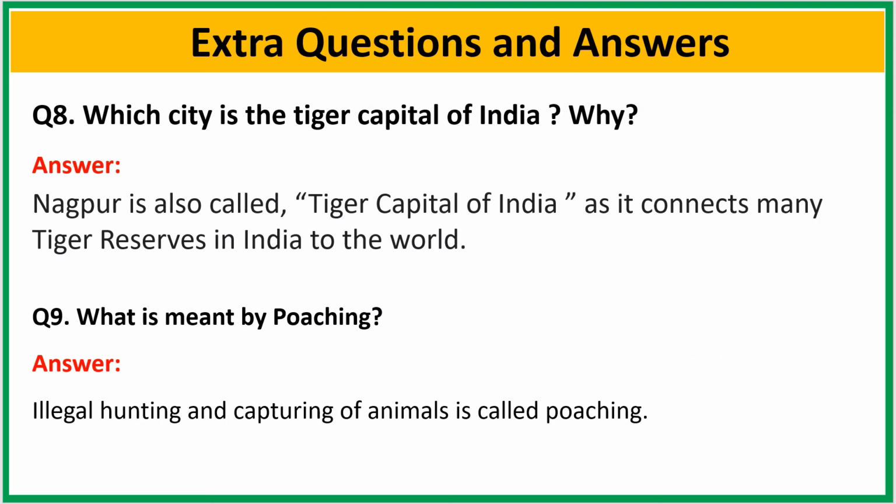Question number 8. Which city is the tiger capital of India? Why? Answer. Nagpur is called the Tiger Capital of India. Why? Because it connects many tiger reserves in India to the world. Question number 9. What is meant by poaching? Answer. Illegal hunting and capturing of animals is called poaching.